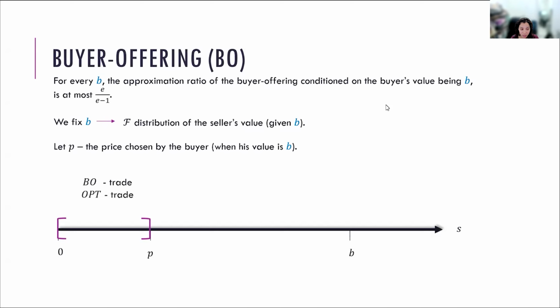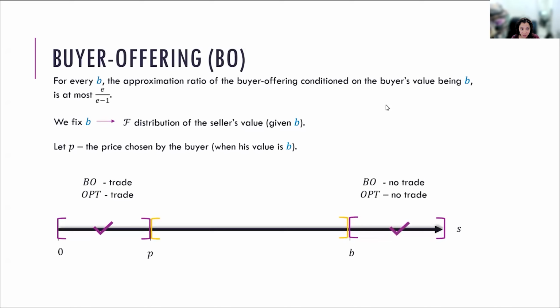Also, the optimal allocation will trade the item because the value of the seller is smaller than B, the value of the buyer. In the second region, the value of the seller is larger than B, and here the buyer offering mechanism will not trade the item because the value of the seller is also larger than P. And the optimal allocation will not trade the item as well because the value of the seller is larger than B.